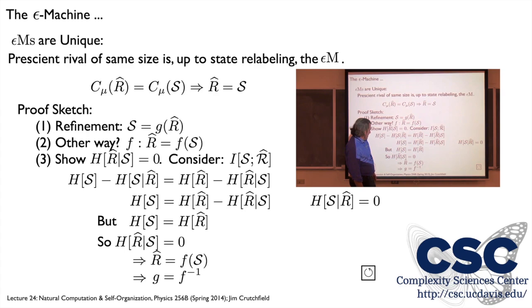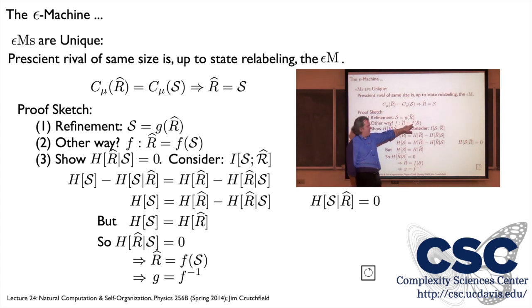But then we assumed that the state informations were the same, right? We assumed this. They're the same size informationally. So this and this are the same, therefore this term must be 0. So the uncertainty in the rival states given the causal states is 0.